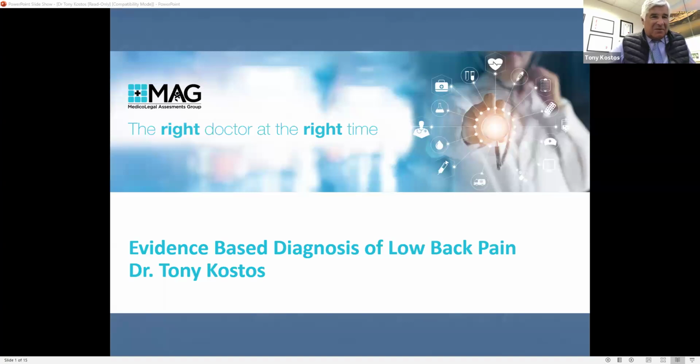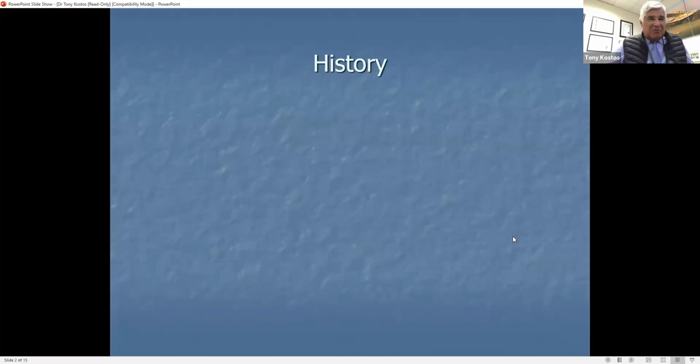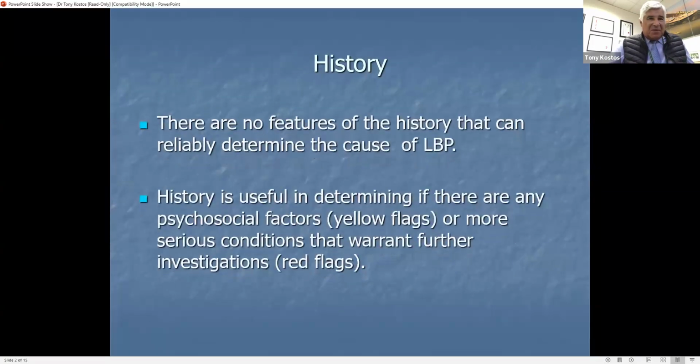So what I'm just going to do when the slide comes up is go through what we look for with the history. Obviously, whenever you see anyone, the history is important. But there are no features of the history that can reliably determine the cause of back pain. I'm specifically talking about back pain. I'm not talking about sciatica, because that's an entirely different area. So the only time the history is useful is determining if there are psychosocial factors, the so-called yellow flags.